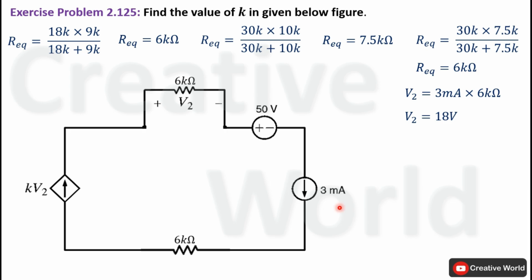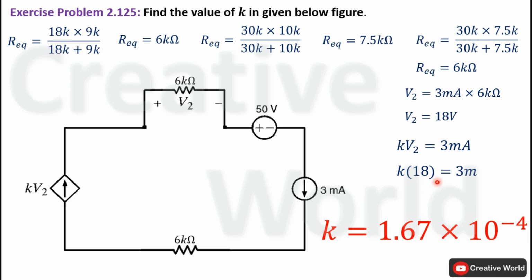Again, using the property of series connection, we know that in series connection current remains same. So we can say that current of this constant current source will be equal to current through this dependent current source because of series connection. So using this information we can solve this problem. Current through this dependent current source, that is K times V2, will always be equal to the current of this constant current source due to series connection. So K times V2 will be equal to 3 milliampere. In this equation we know the value of V2, so replace V2 with its value. Now divide on both sides with 18 to calculate the value of K. That will become 1.67 multiplied by 10 to the power minus 4.